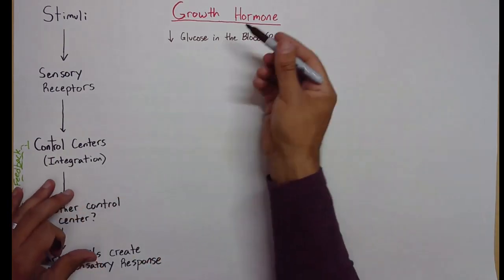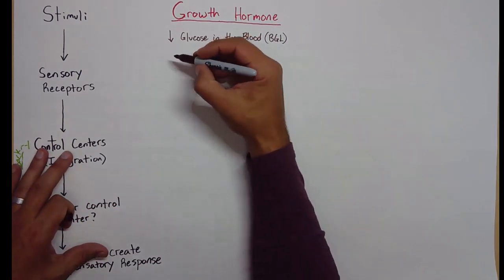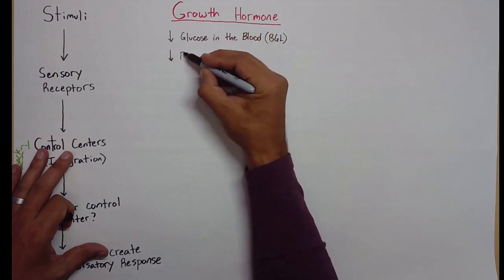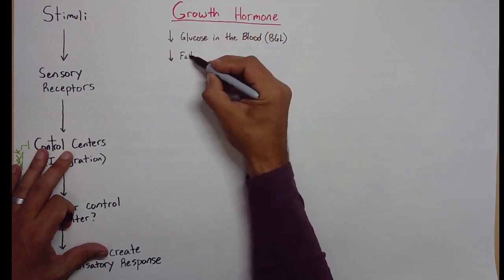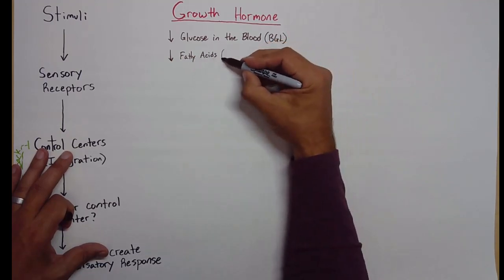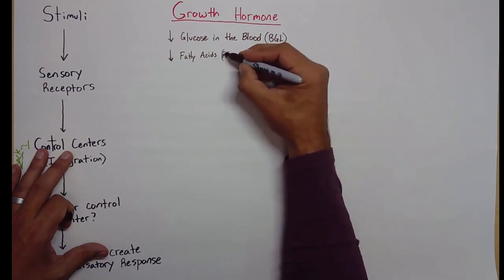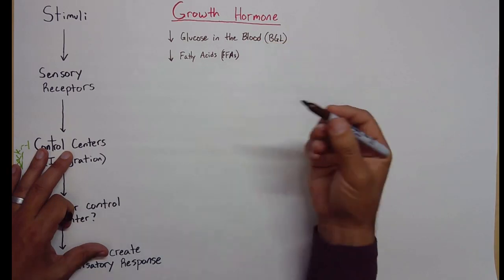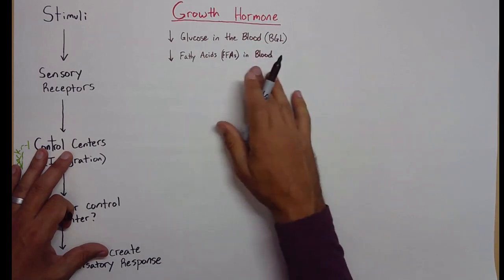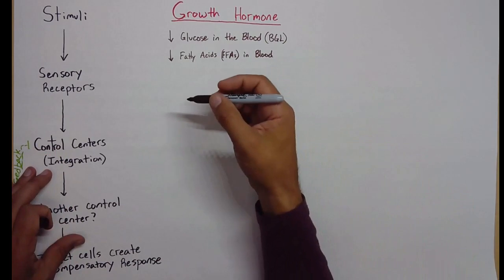Hope that makes sense. Now let's start listing some of the other stimuli for growth hormone release. Another powerful stimulus is a decrease in fatty acids. Fatty acids derive from fats. We can call these FAs or free fatty acids, often FFAs. These are found in the bloodstream. Again, if the stimulus is a decrease in fatty acids, then the compensatory response is going to be to try to increase the number of fatty acids.